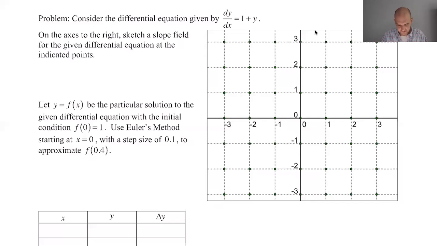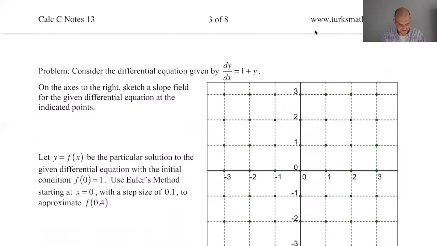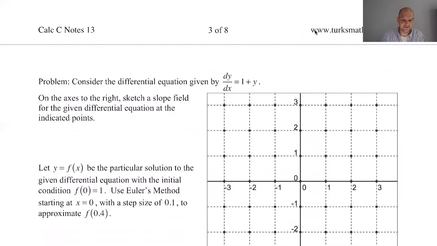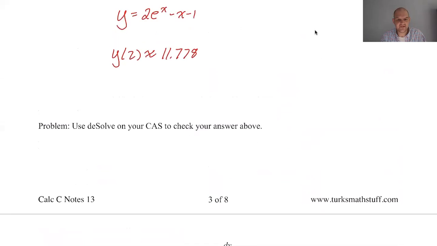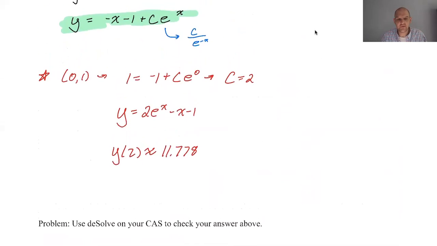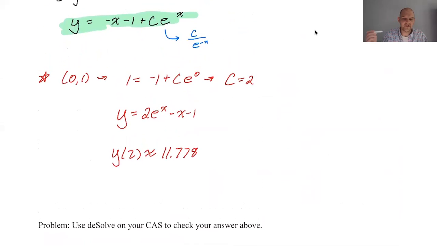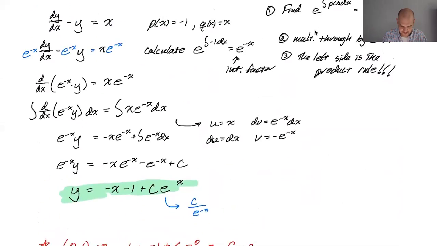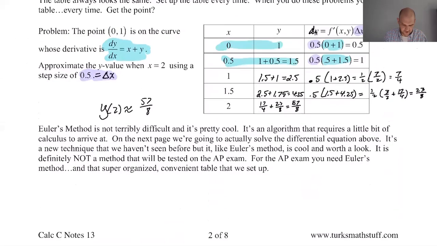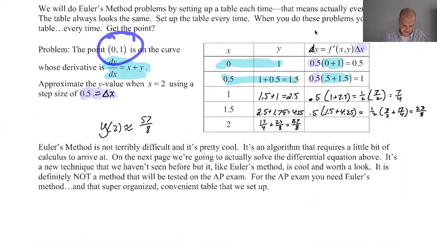All right, we're back. We're going to be on page 4 of notes 13 of Calc C, Euler's method stuff. But I realized that in my excitement to have finished that last problem, I didn't actually finish it. I was supposed to find the specific value of C. If we go back to the previous page, we knew the initial condition was (0, 1). And we solved it, and we got our approximation, like 7.125, I think.